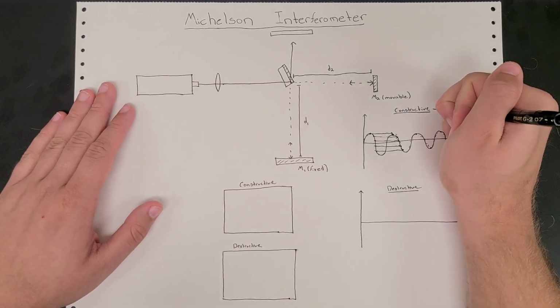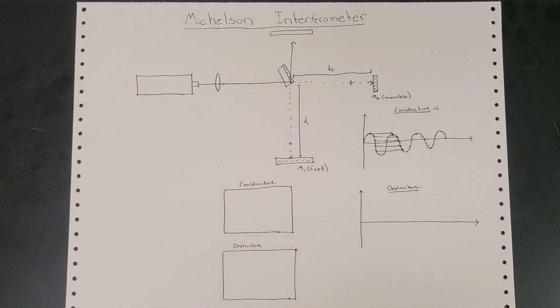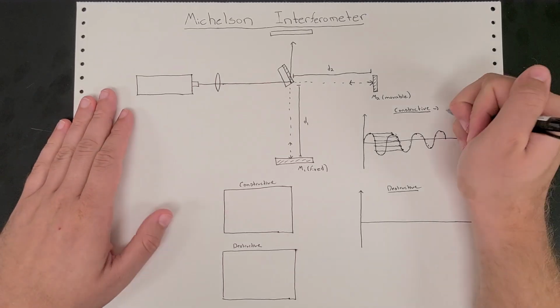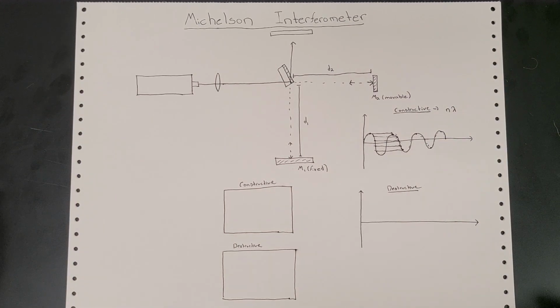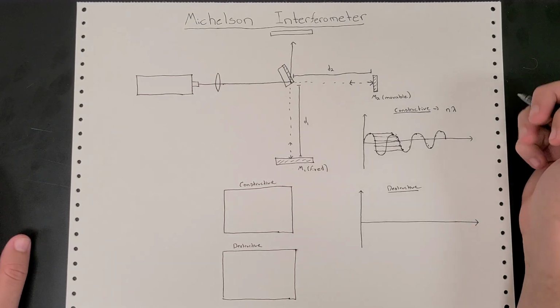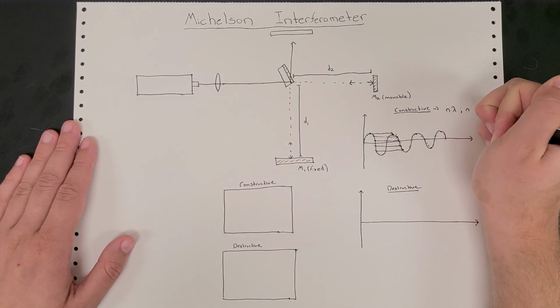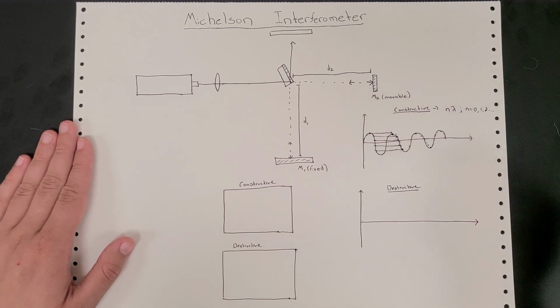So we can write what we call the condition for constructive interference. Our phase difference has to be n lambda. It has to be some integer multiple of lambda, where lambda is our wavelength, and n is any integer starting from 0. So let's go ahead and write that down, where n goes 0, 1, 2, and so on.